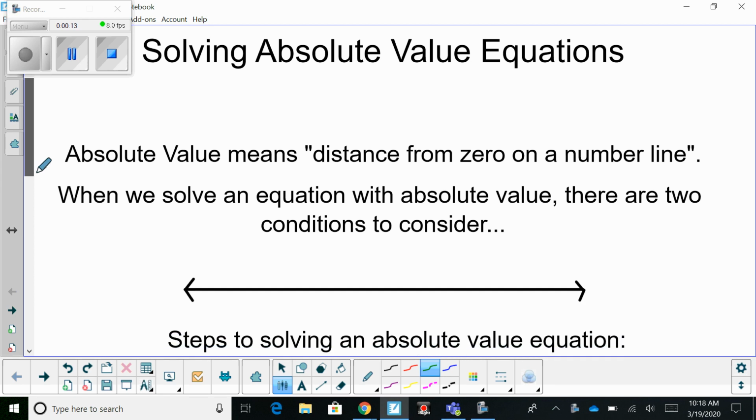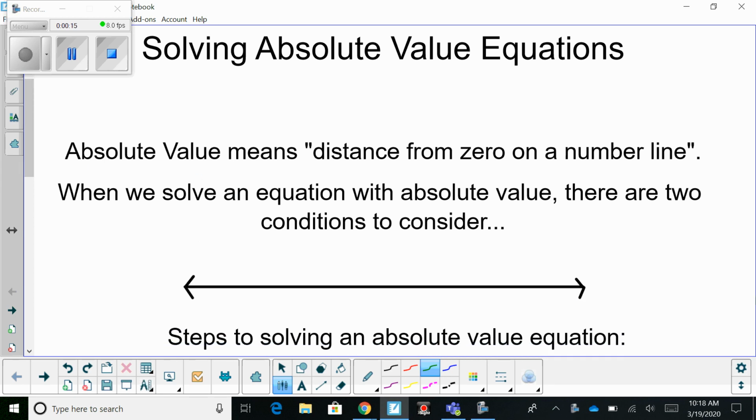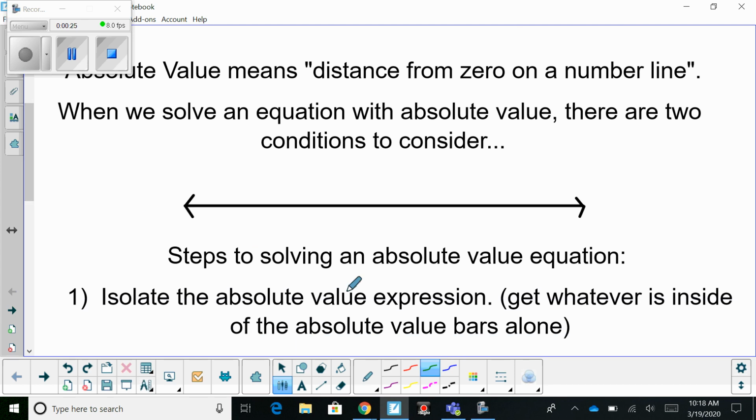As you know, absolute value means the distance from zero on a number line. When we solve an equation with absolute value, there are two conditions to consider. Let's consider the absolute value equation of x is equal to 3. Well, if we're on a number line and here's 0, we want to know what number is 3 units away from 0.